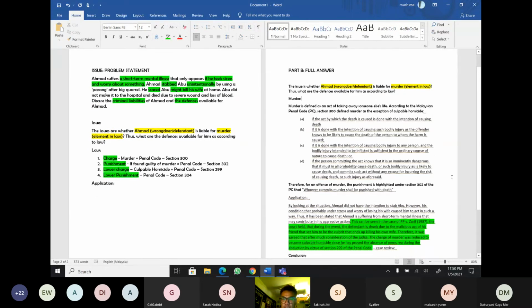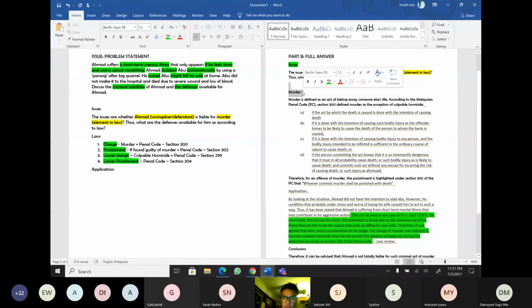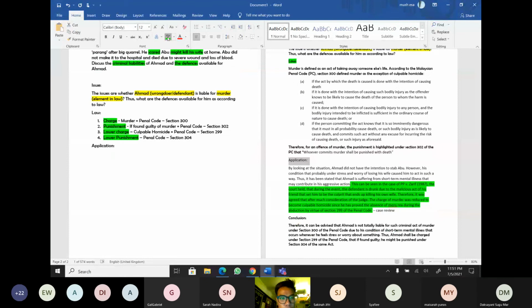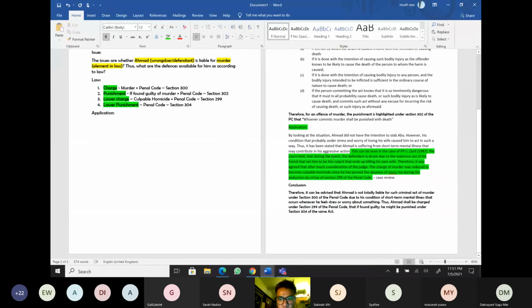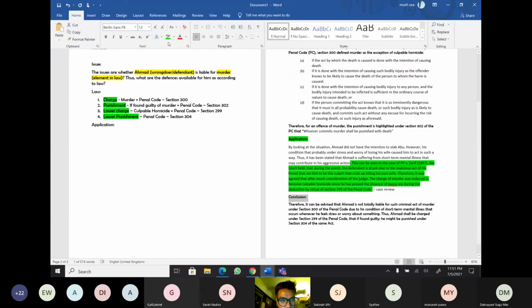Okay, lepas tu ada application, murder, ini issue dia. Okay, issue dia murder lah. Lepas tu, ini adalah dia punya law. Tak apa. Law. Ni law dia. Lepas tu, you ada application. And then you're going to have the, what the hell, this one is like, oh okay, it's wrong. Kita tak highlight, tengok. Application and then the conclusion. Done. Tak payahlah.